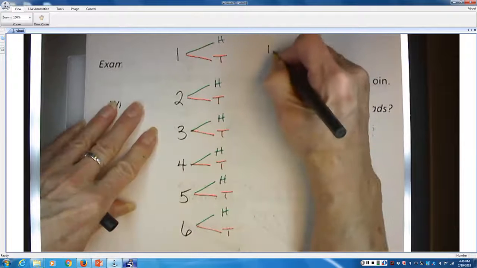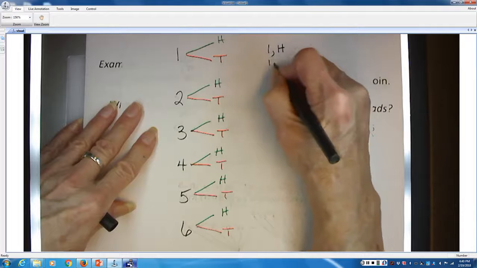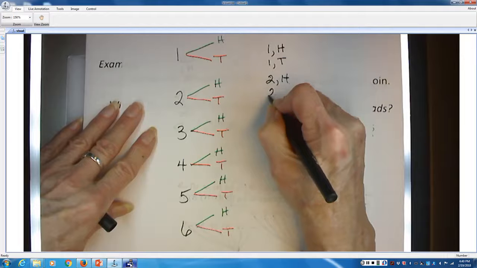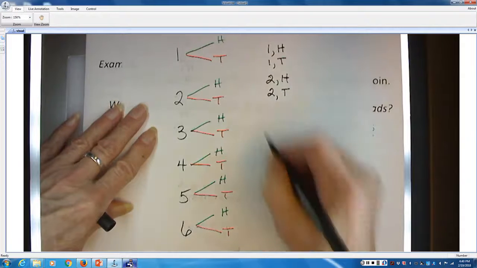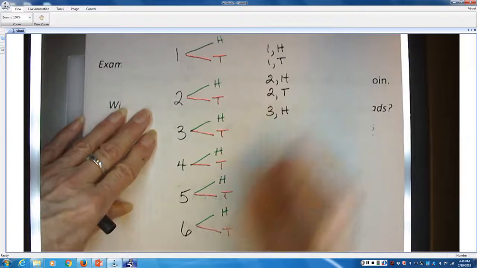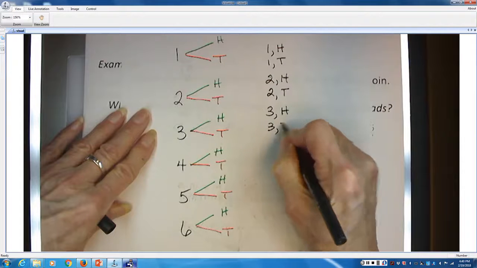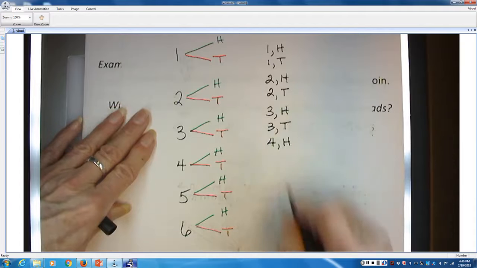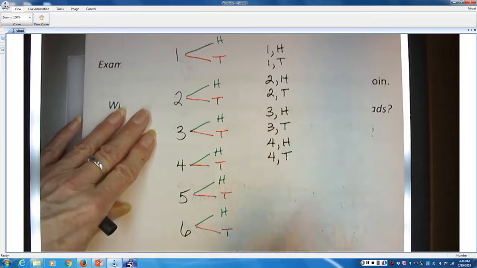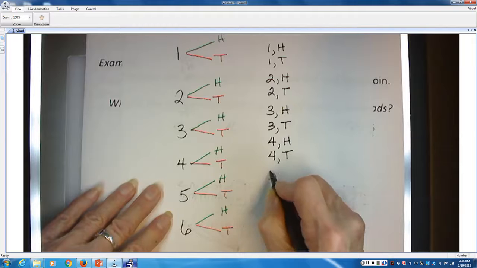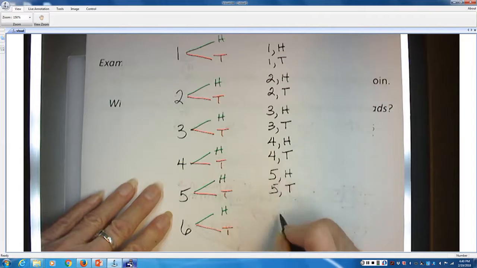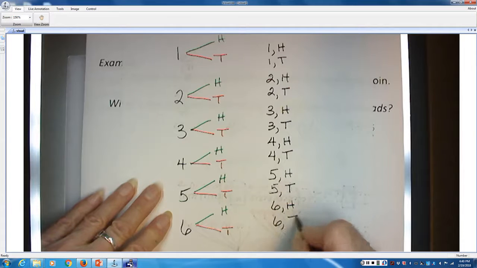You roll a 1 and you get a head. You roll a 1, you get a tail. You roll a 2, you get a head. You roll a 2, you get a tail. You roll a 3, you get a head. You roll a 3, you get a tail. You roll a 4, you get a head. You can roll a 4 and get a tail. You can roll a 5 and get a head. You can roll a 5 and get a tail. You can roll a 6 and get a head. You can roll a 6 and get a tail.